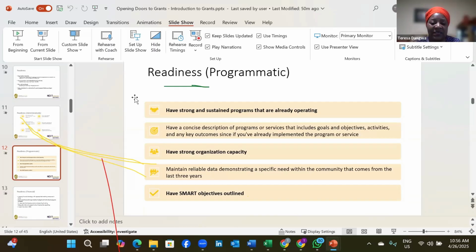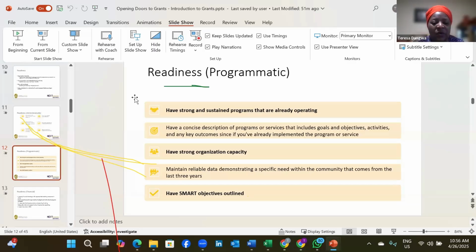Maintain reliable data demonstrating a specific need within the community that comes from the last 3 years. Data from 10 years ago might be good for comparison, but when you are asking for grants, you want recent data. When you are presenting data, it needs to be recent. If you are new, it can be recent data based on your community, if you haven't started collecting data yourself, or it could be data that you have collected over the past 3 years, if you've been operating that long.